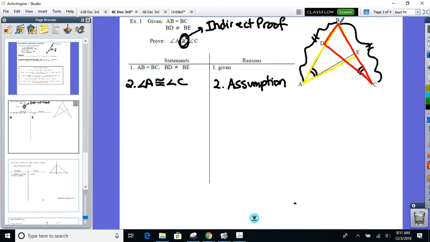What do you already know? I got a pair of angles from the assumption and a pair of full sides. So I just need one more from you guys. All right, I need one more from you guys. Al, what do you got back there?